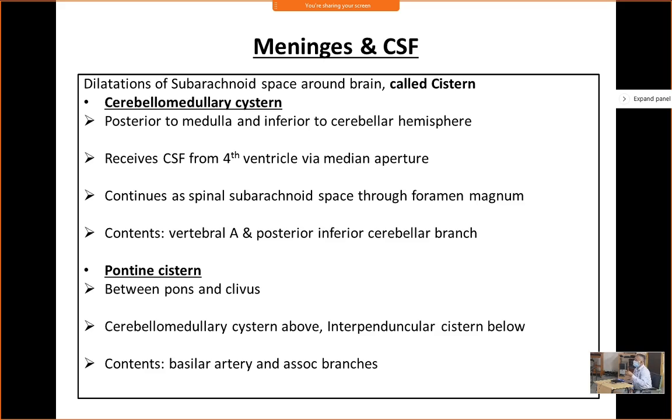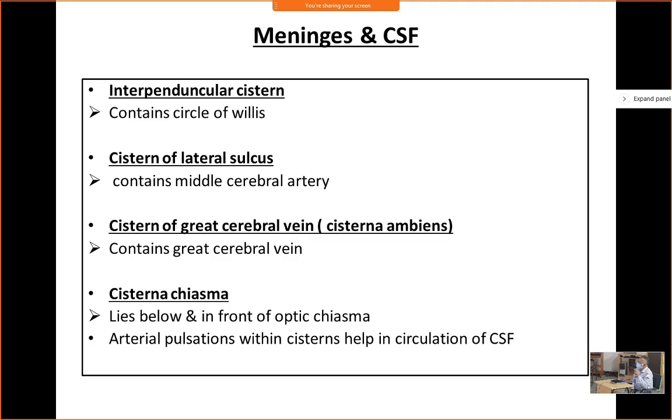What does it contain? It contains the basilar artery as well as its associated branches, which arise from the basilar artery. The interpeduncular cistern contains the circle of Willis, that is at the base of the brain. Not at the base of the skull, but the base of the brain.